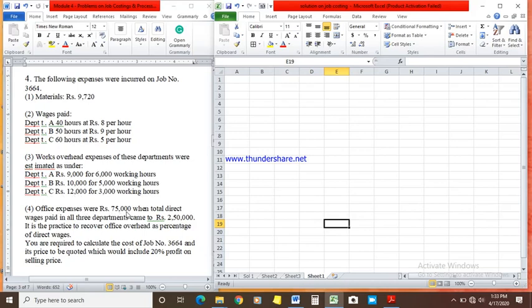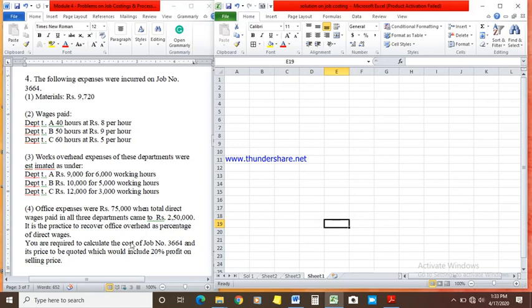Office expenses were 75,000 when total direct wages paid in all the three departments came to 2,50,000. It is a practice to recover office overhead as a percentage of direct wages. So when it comes to office expenses, it is simple, we need to calculate the percentage recovery. So 75,000 divided by 2,50,000 into 100, we will come to know the percentage recovery with regard to office expenses.